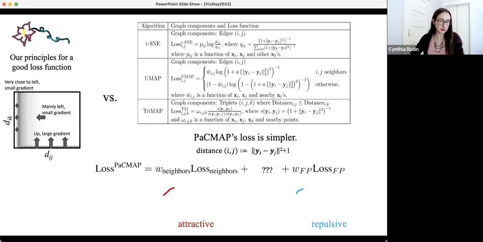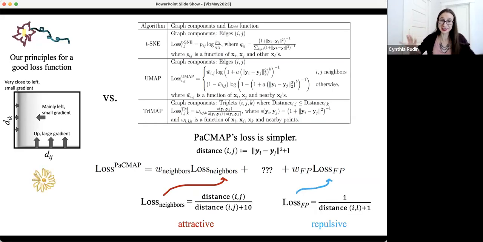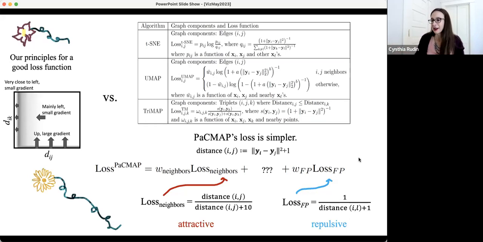Okay. And then two of the 3 terms look like this. The neighbor term says pull your neighbors in. The further points term says push your further points apart, and literally this is it. None of this complicated stuff. It's like distance over distance plus 10, and then 1 over distance plus 1. So this one encourages the distances to be small, and this one encourages distance to be large because you're repulsing. That's literally what those terms are, nothing more complicated than that. Okay, so that's how PaCMAP deals with local structure.